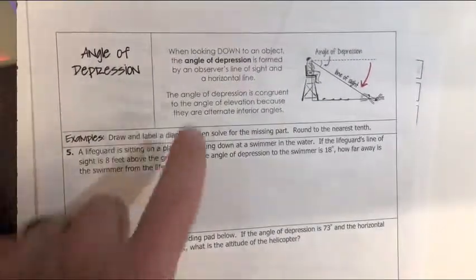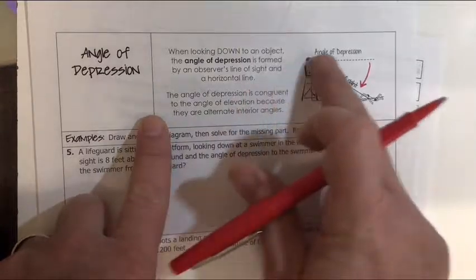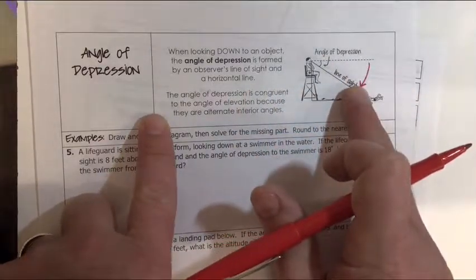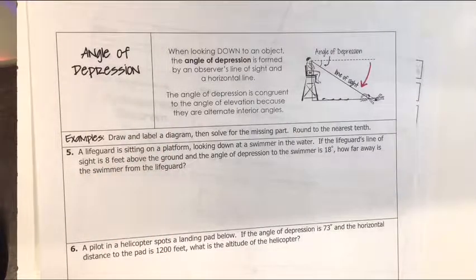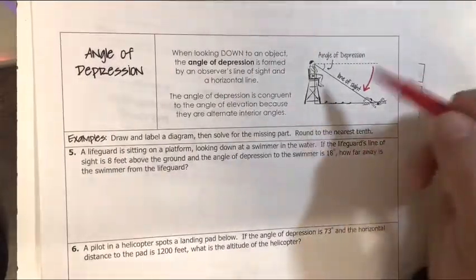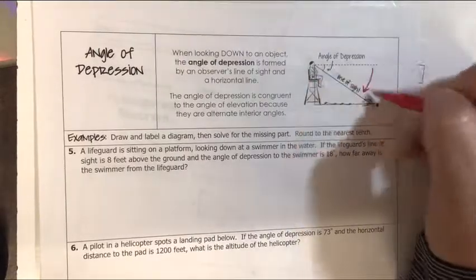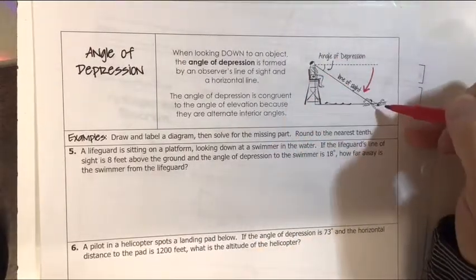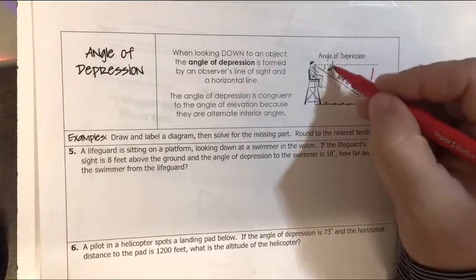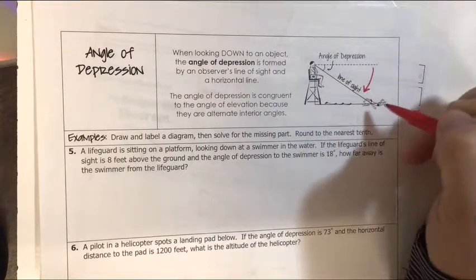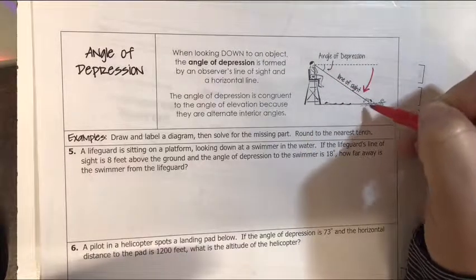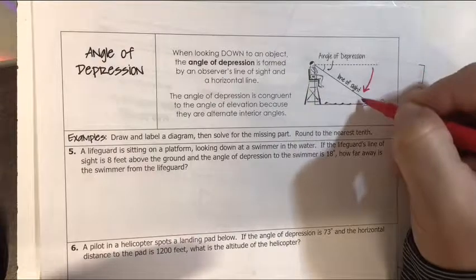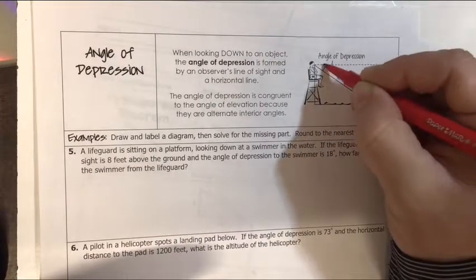Whereas we're going to have a horizontal line of sight originally, and then we're going to drop our line of sight below that, creating an angle of depression. Now I do want to point this out before we go any further. When I use this picture of a lifeguard watching a swimmer, the lifeguard has an angle of depression to the swimmer, but when I look at this from the swimmer's perspective, his angle of elevation to the lifeguard would actually be congruent to the lifeguard's angle of depression. And that's what that states there.